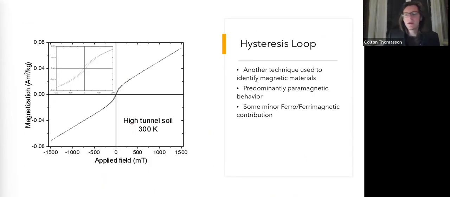Now, for our final analytic technique, we used something called a hysteresis loop. This is just another technique that we use to identify magnetic materials. So shown here is a sample that shows predominantly paramagnetic behavior with some minor ferromagnetic contributions.